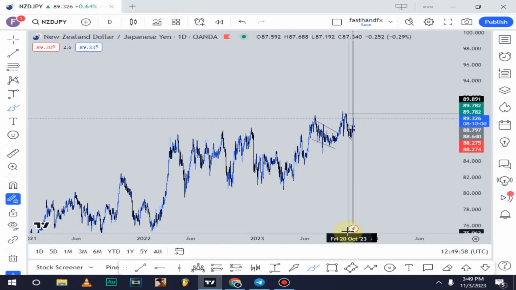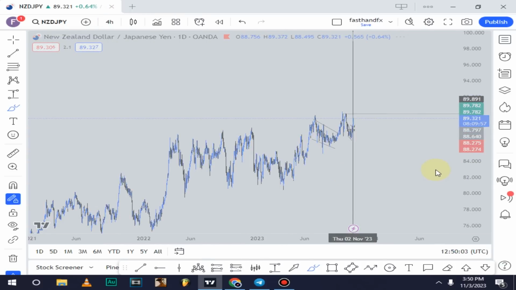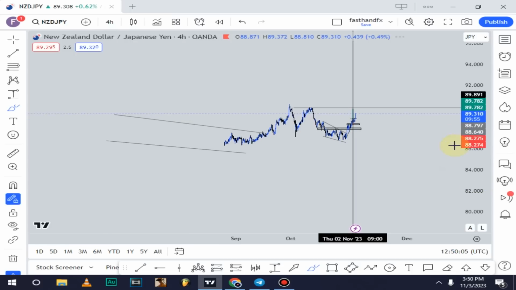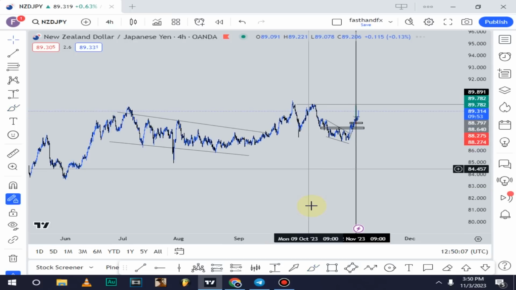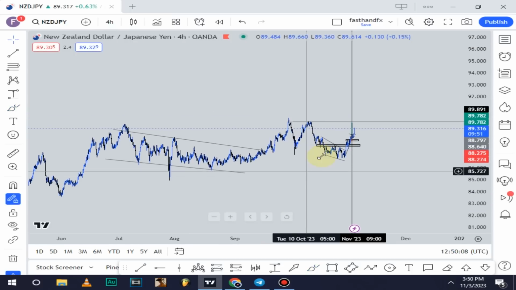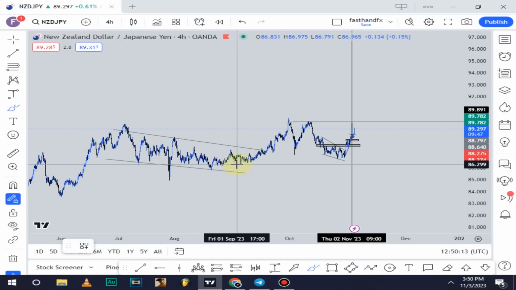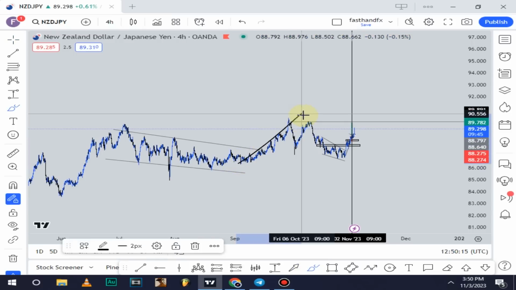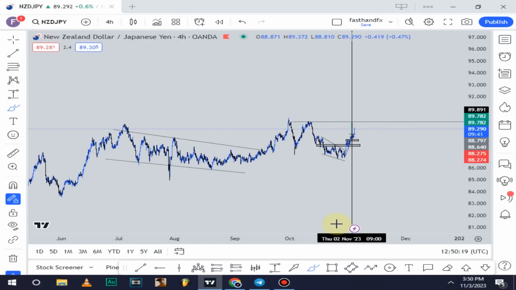All right, so with that, I just went back now to the 4 hour. So I'm just trying to see if I can get entries. All right, so right over here, I saw that the market did this. You can see the market broke, like I said, from the daily the market broke, then now gave me this push to the down.